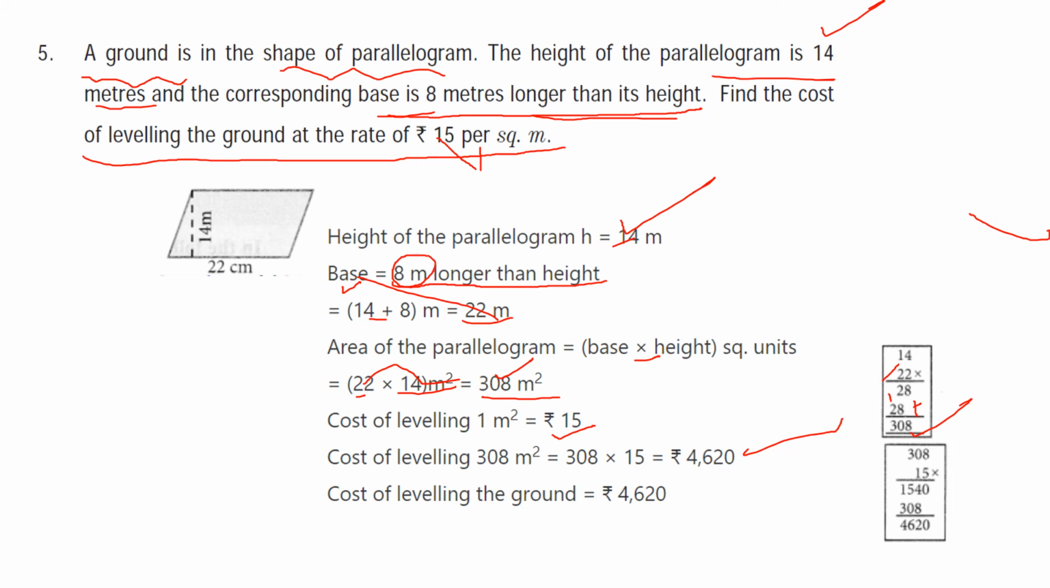So 308 into 15. Multiply: 5 8s are 40, carry over 4. 5 0s are 0 plus 4 is 4. 3 5s are 15. Next 1 8 is 8, 1 0 is 0, 1 3 is 3. Add it: 0, 8 plus 4 is 12, 1. 5 plus 1 is 6. 1 plus 3 is 4. So rupees 4,620, that is the cost of leveling the ground.